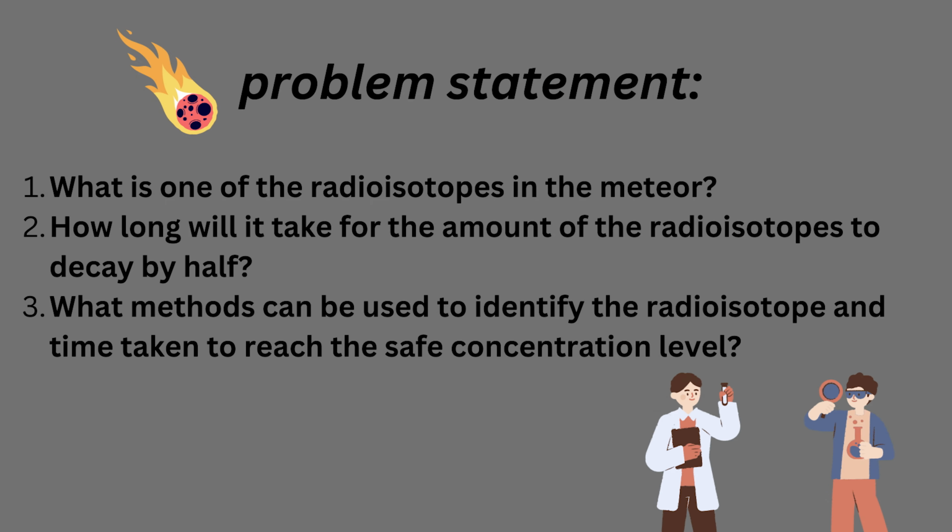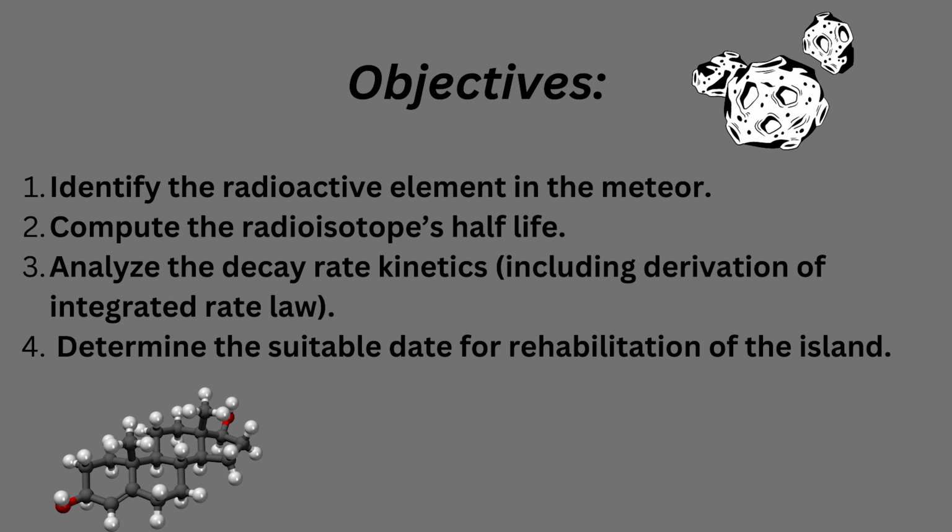For the problem statement, firstly, what is one of the radioisotopes in the meteor? Next, how long will it take for the amount of the radioisotope to decay by half? Next, what methods can be used to identify the radioisotope and the time taken to reach the safe concentration level? Meanwhile, for the objectives, first of all, identify the radioactive element in the meteor and compute the radioisotope's half-life. Next, analyze the decay rate kinetics, including derivation of the integrated rate law, and last but not least, determine the suitable date for rehabilitation of the island.